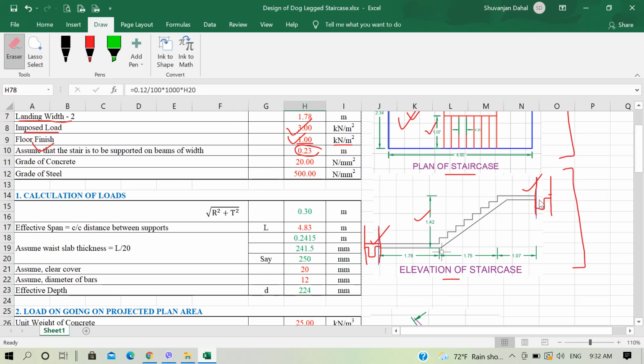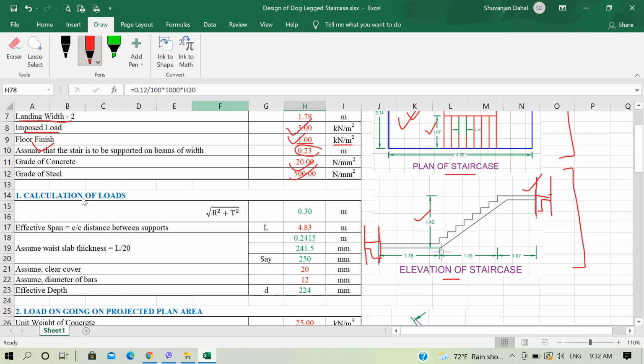Let me draw this again. Here. Our slab is supported on beams of width 230 mm. So these are our beams supporting the slabs. And we assume our grade of concrete is M20, that is, compressive strength is 20 Newton per mm square, and grade of steel is 500 Newton per mm square.